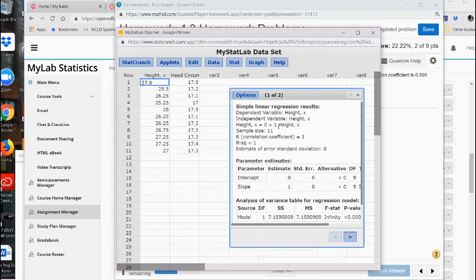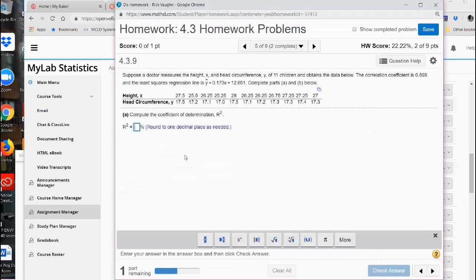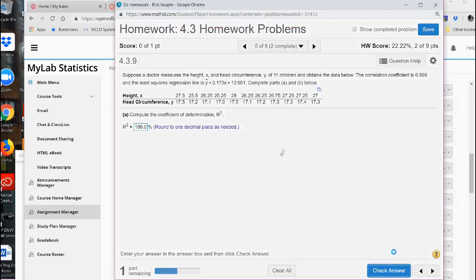The height x equals 0 plus 1y, but when you look at the correlation coefficient, it's 1, so this is perfectly correlated, and the r squared in this case is right here, it's 1 also. So we probably should have known this, but that means it's 100% when you shift the decimal place over 2 places. Now it says round to 1 decimal place is needed, so you can probably put 100.0% in here.